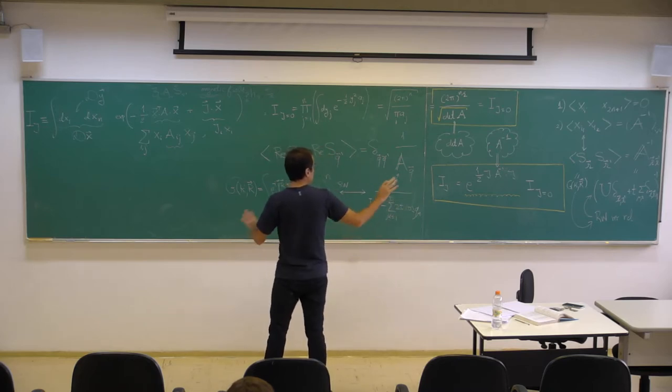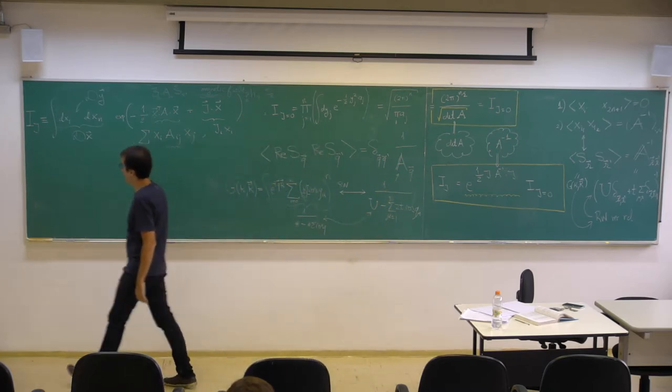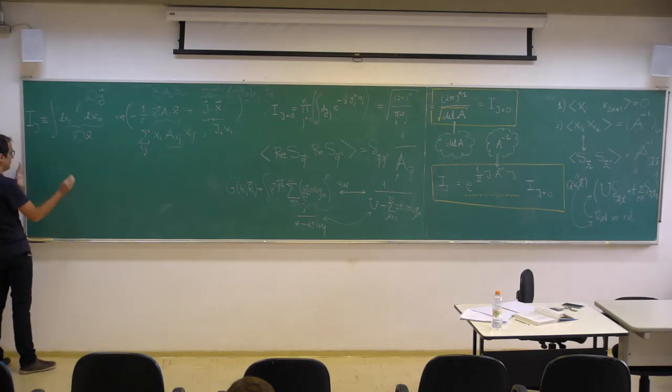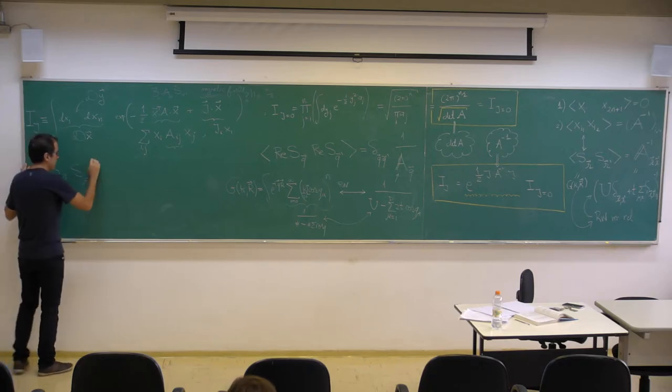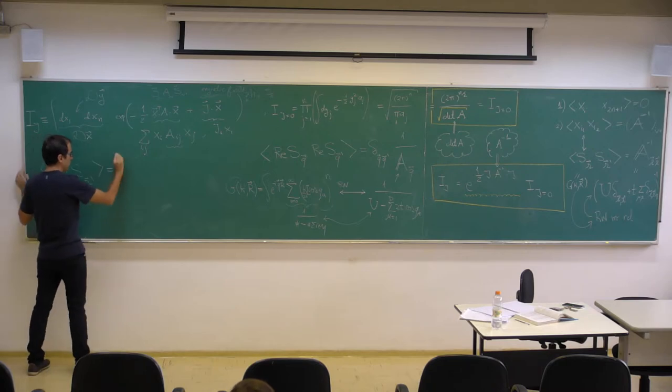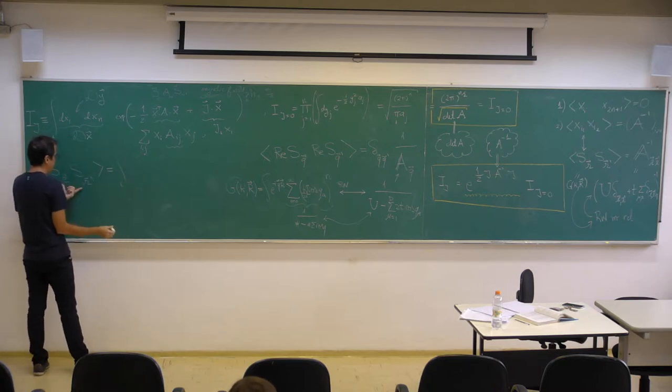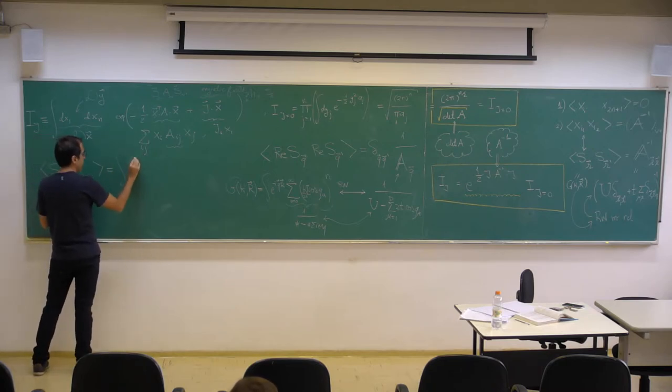So again, I'm just writing formulas for both models, but let me be super explicit. What I want to say is that the expectation value, well, now we see we don't need to compute it. It is equal to the inverse of the matrix, which in Fourier space is the integral.